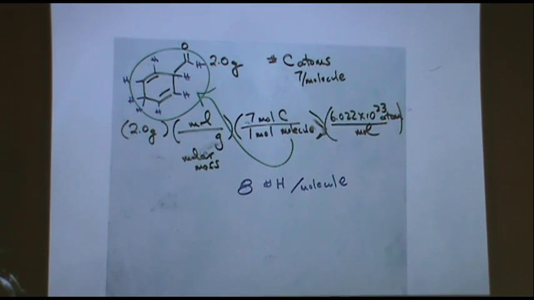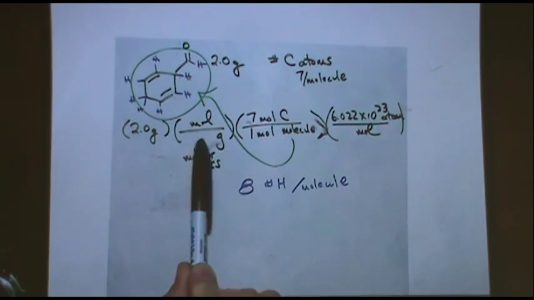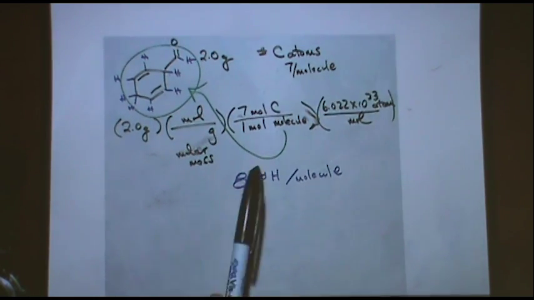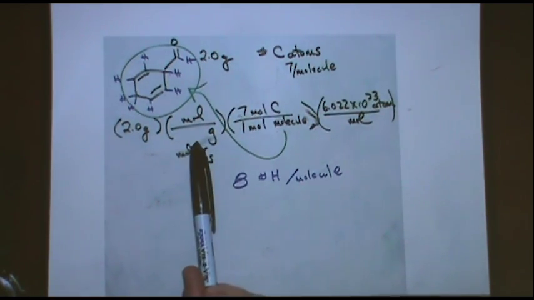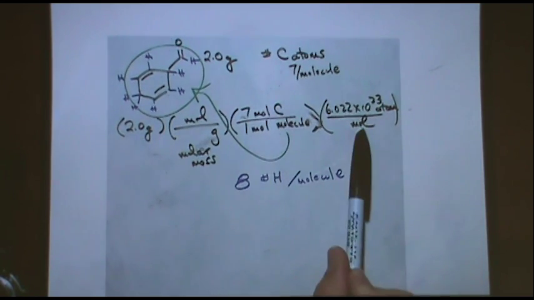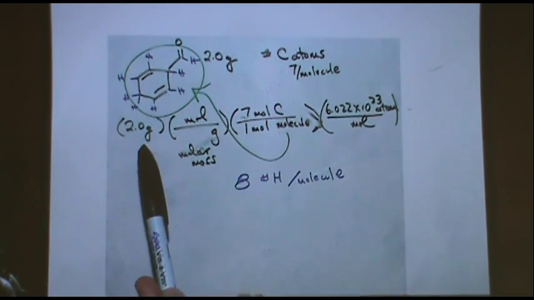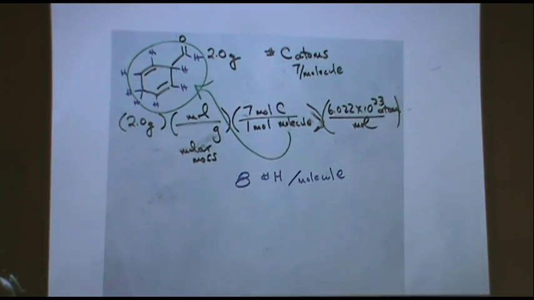How many sig figs should I have in my answer? Anybody? 2. That's right, because it's multiplication. Based on the periodic table, which usually gives about 4 sig figs, and this is an exact number. There are exactly 7 carbons in the molecule. And then this is 4. So we're going to limit it only by this one, 2.